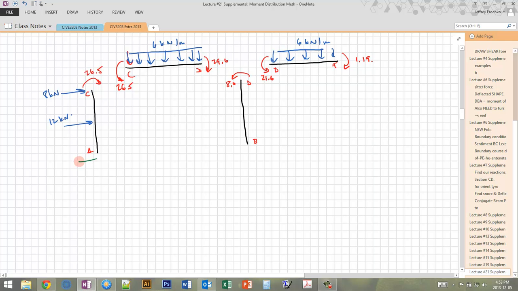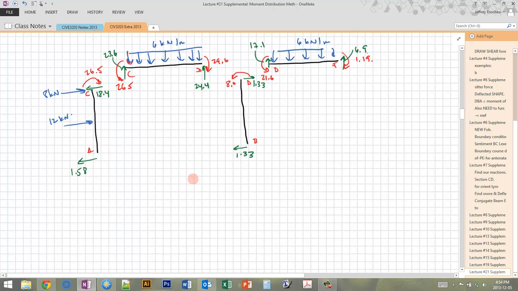So this reaction here, if I take moment about C, I can find this reaction, which is 1.58. Sum of forces in X gives me this shear, which is in this direction, of 18.4. And I can do the same for the rest. This one here is 23.6. Right, I'm just using sum of moments, and then sum of forces in the Y now for these ones. This is 24.4. So this one is 17.1 up, 6.9 up, 1.33 to the right, 1.33 to the left.